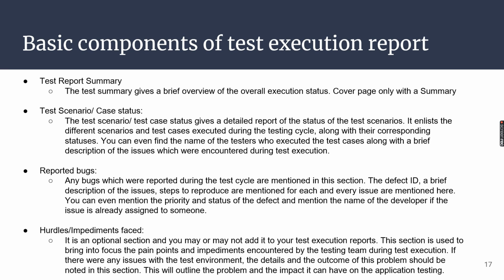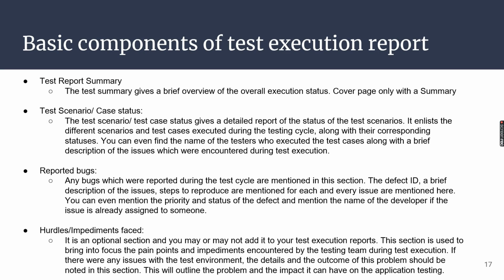Steps to reproduce are mentioned for each. You can even mention the priority and if the issue is already assigned to someone. And last, an optional section is the hurdles or impediments phase. This is an optional section and you may or may not add it to your test execution report.